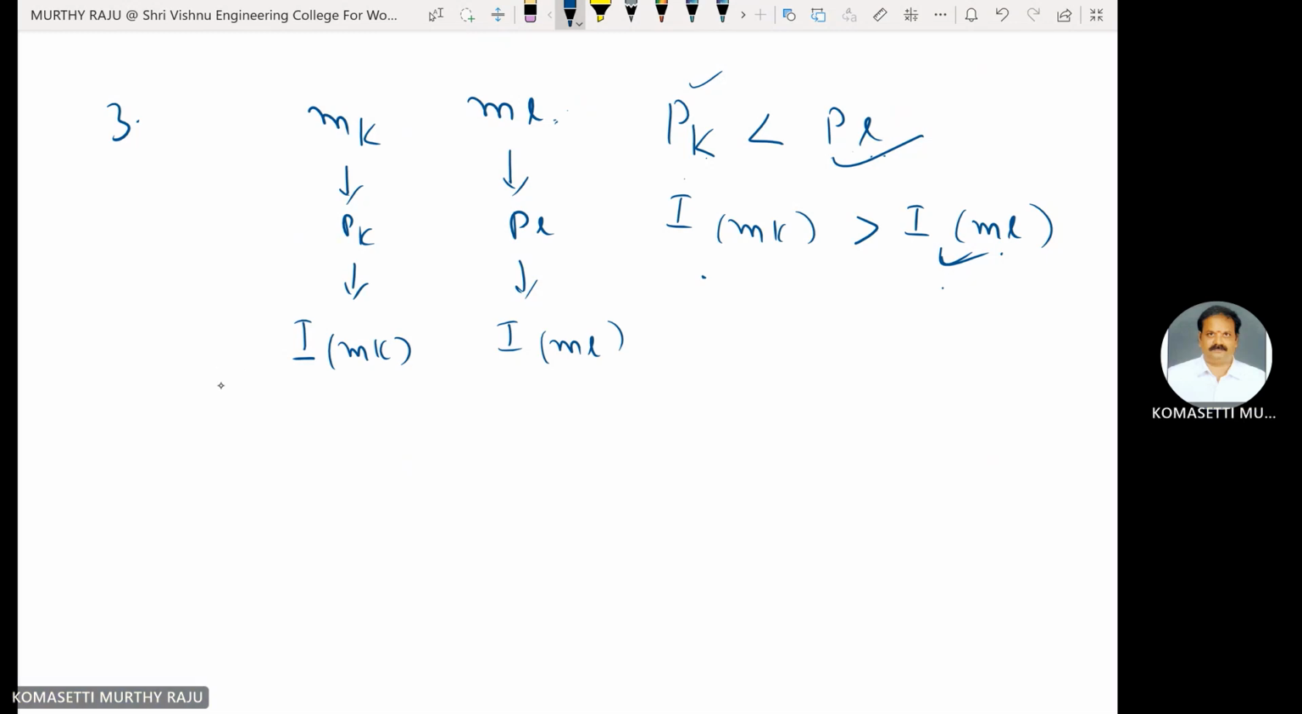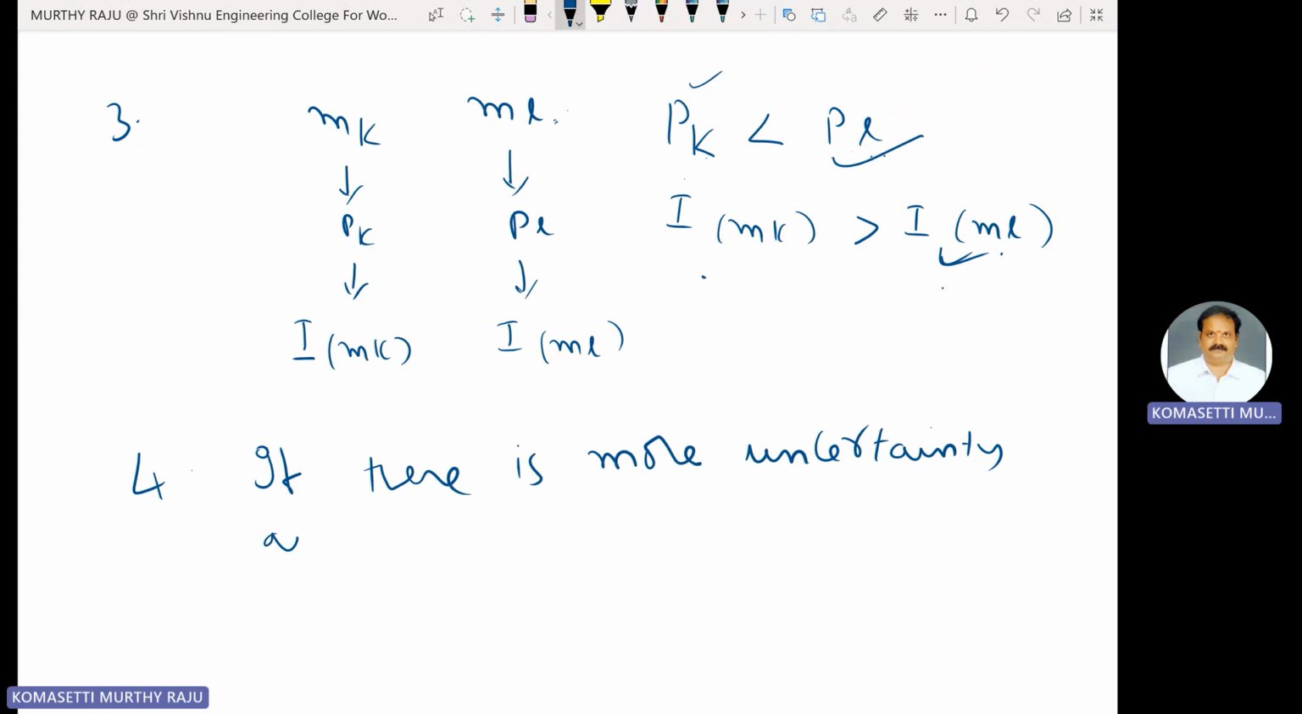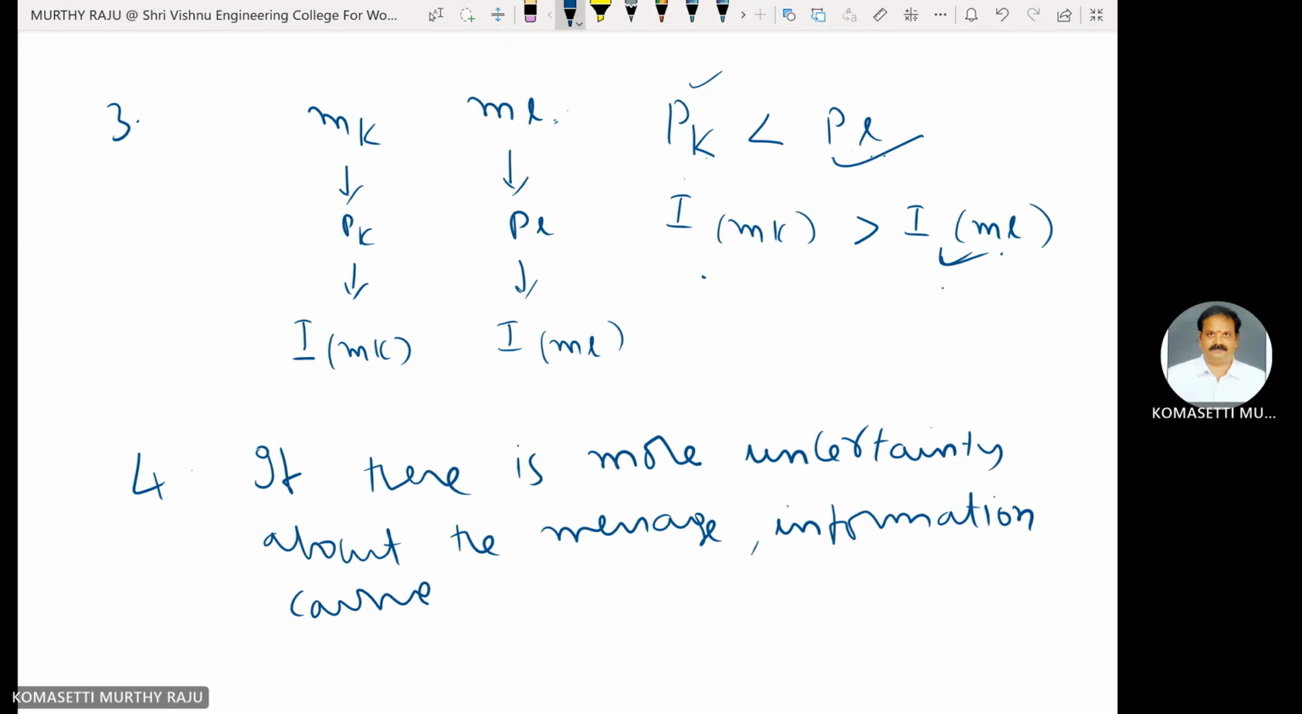Fourth one is, if there is more uncertainty about the message, information carried is also more.